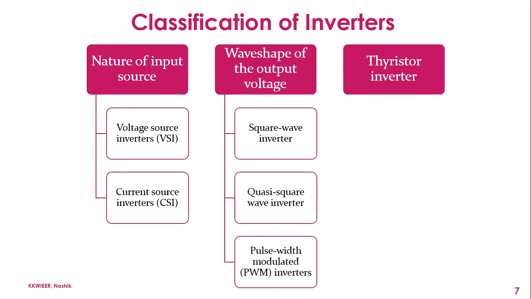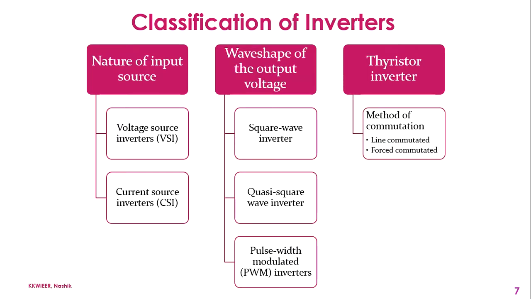And the third one, that is a thyristor inverter, this can be classified by following categories. First, method of commutation. It may be a line commutated inverter in which AC line voltage is available across the device and this process is also known as natural commutation process. So when the current in the SCR goes through a natural zero, the device is turned off by this natural commutation process, and the inverters based on these principles are known as line commutated inverters, whereas the another type is forced commutated inverters.